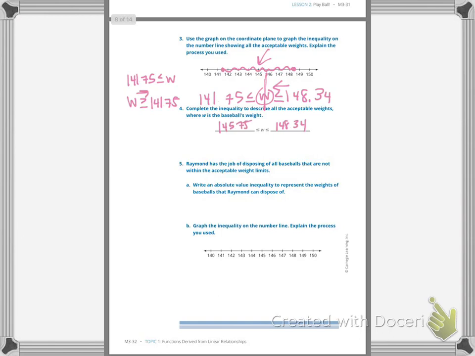Okay, so it has to be less than 145.75 because we can be that, we just can't, oops, other way. We just can't be less than that, okay? And then we can't be more than the 148.34. We can be it, which would be that equal to, okay, but we can't be more than that. So graphing this inequality, this one will be the easier one to do. So open dot, we can't be more than it.